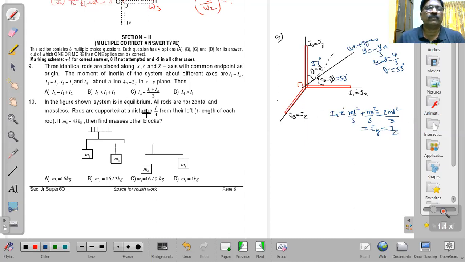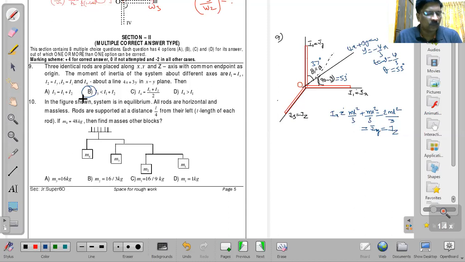Okay, now you check here. I3, I1 plus I2. I1 plus I2 means I1 means Ix, I2 means Iy. So I1 plus I2 is equal to 4 ml square by 3. No, definitely that is greater than Iz. That is greater than Iz. So that's why option B is correct.